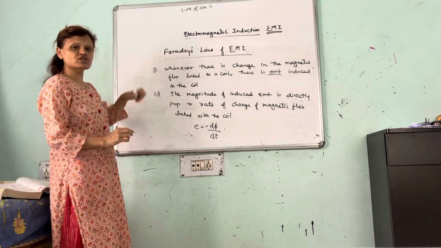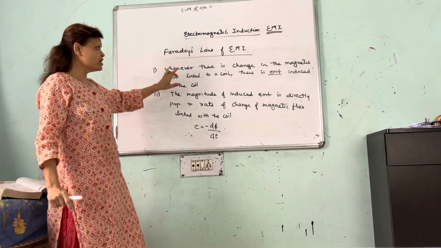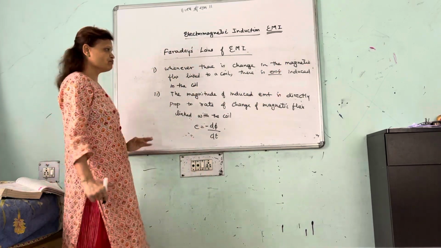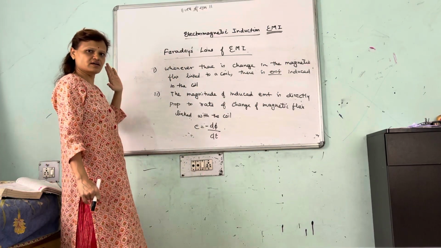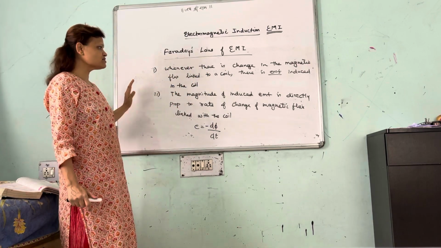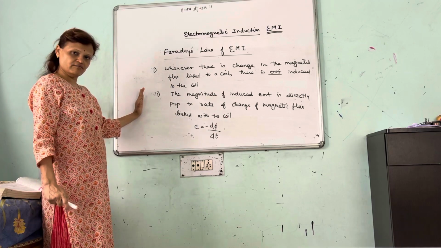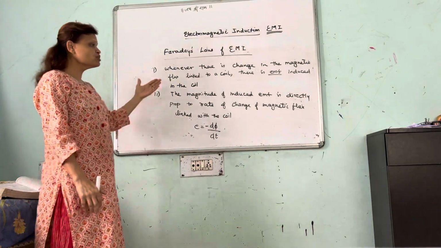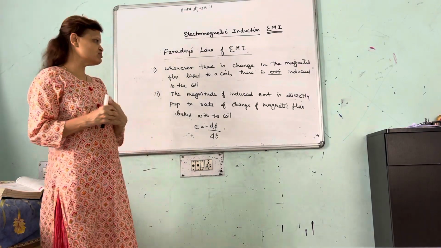So whenever there is change, very important thing, this whole chapter is based on this. So to understand this clearly: whenever there is a change in the magnetic flux in a coil, there is EMF induced in the coil. That's the first thing. Now, on which factor does the magnitude depend, how do we find how much EMF is induced?